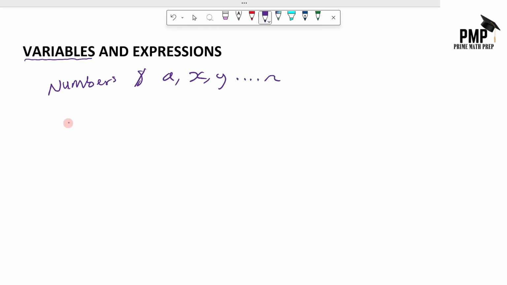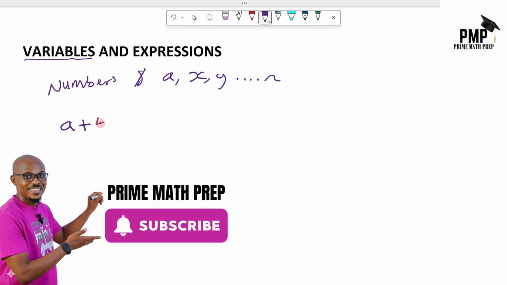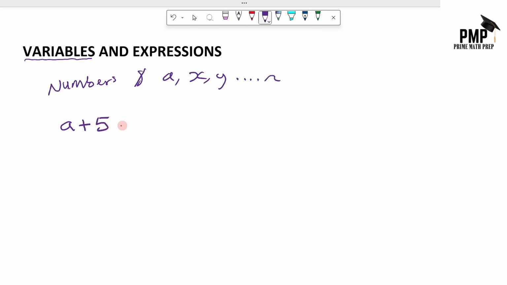What matters is what they represent in an expression or in an equation. When I write something like this, A plus 5, this is an algebraic expression because it has no equality sign. Once there is an equality sign, this expression becomes an equation because it will be equated to something. The A in this expression is the variable, while the 5 is the number. This expression is unfinished. This placeholder variable, we said we don't know what it stands for.